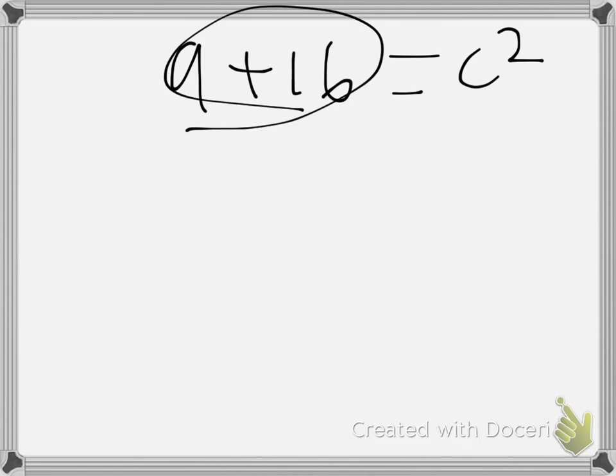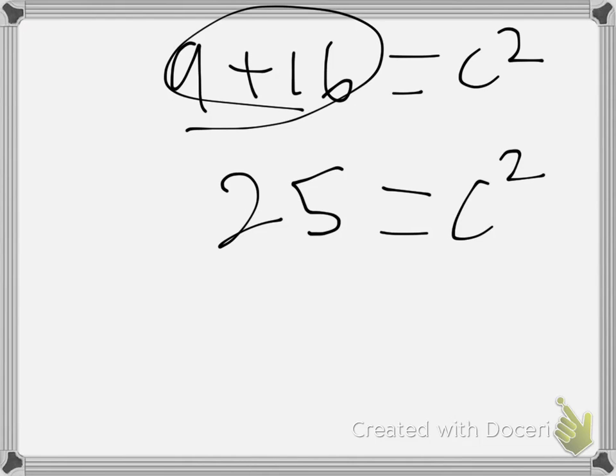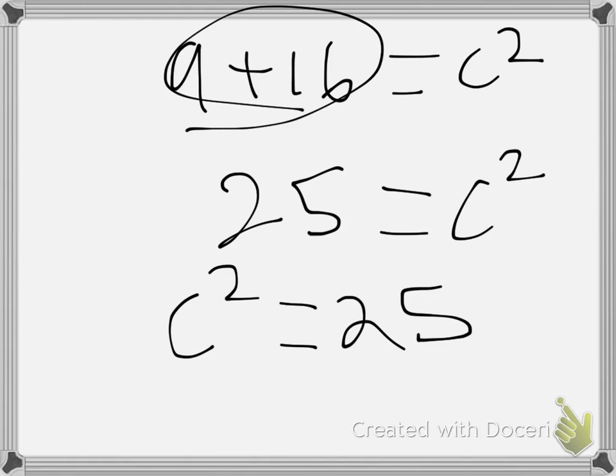Now, what we're going to do is combine these two to get 9 plus 16 equals 25 equals c squared. This is where some people might get confused and say, hey, this is the answer, we're done. Nope, it's not. Because we have to find out what c is, not c squared. So, c squared equals 25. Let me just rewrite it.